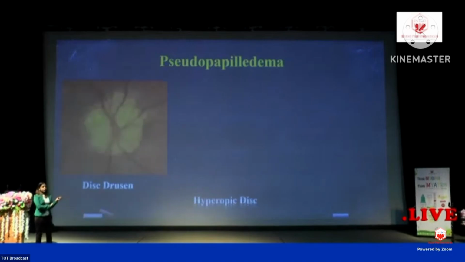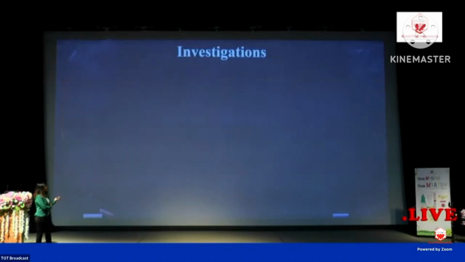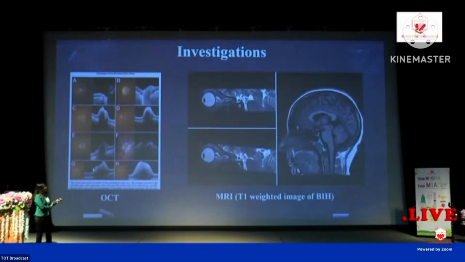Pseudopapilledema is a confusing point where this is not actually a true edema, but clinicians make a mistake by calling it papilledema. For investigations, OCT helps to determine the amount of disc edema, and on MRI, if there is a papilledema, we can have an empty sella or tortuosity of the optic nerve, and the posterior sclera can be thickened.